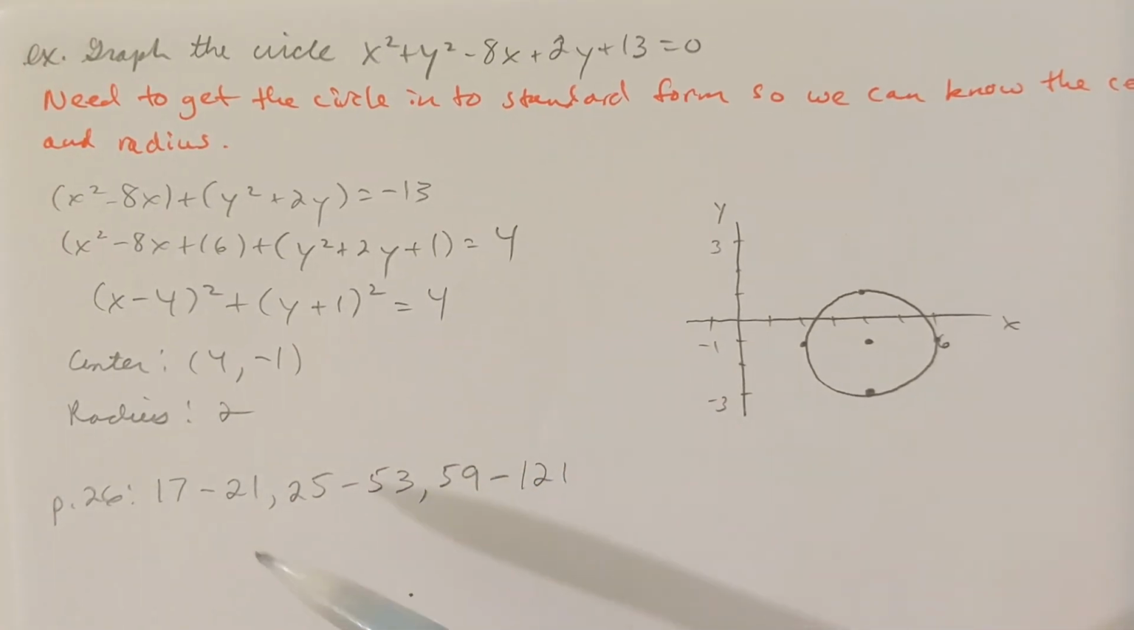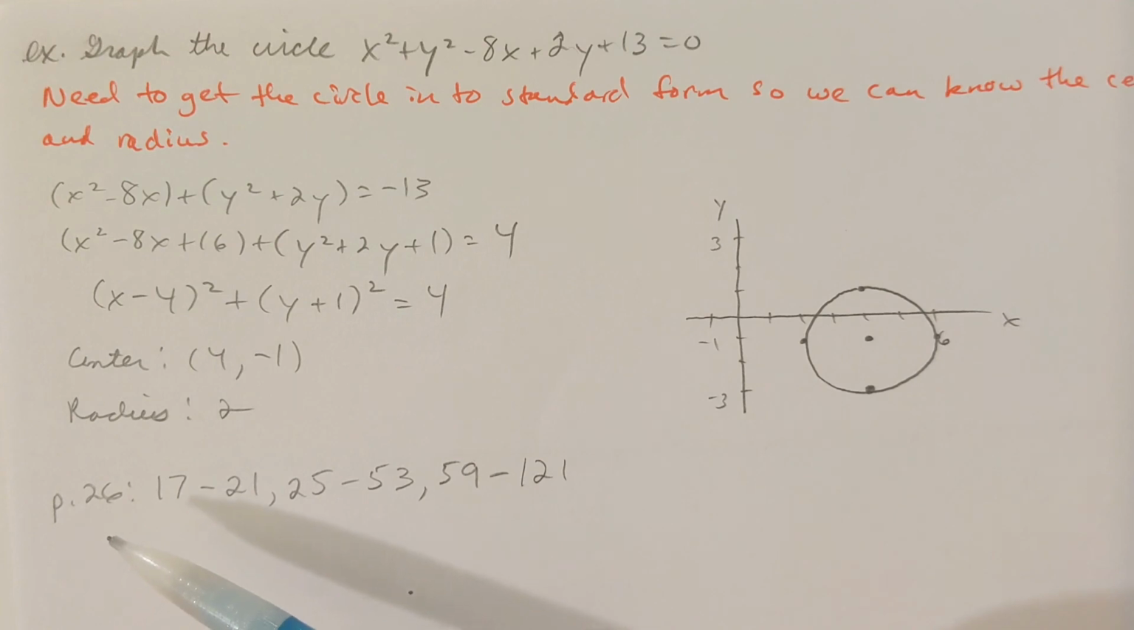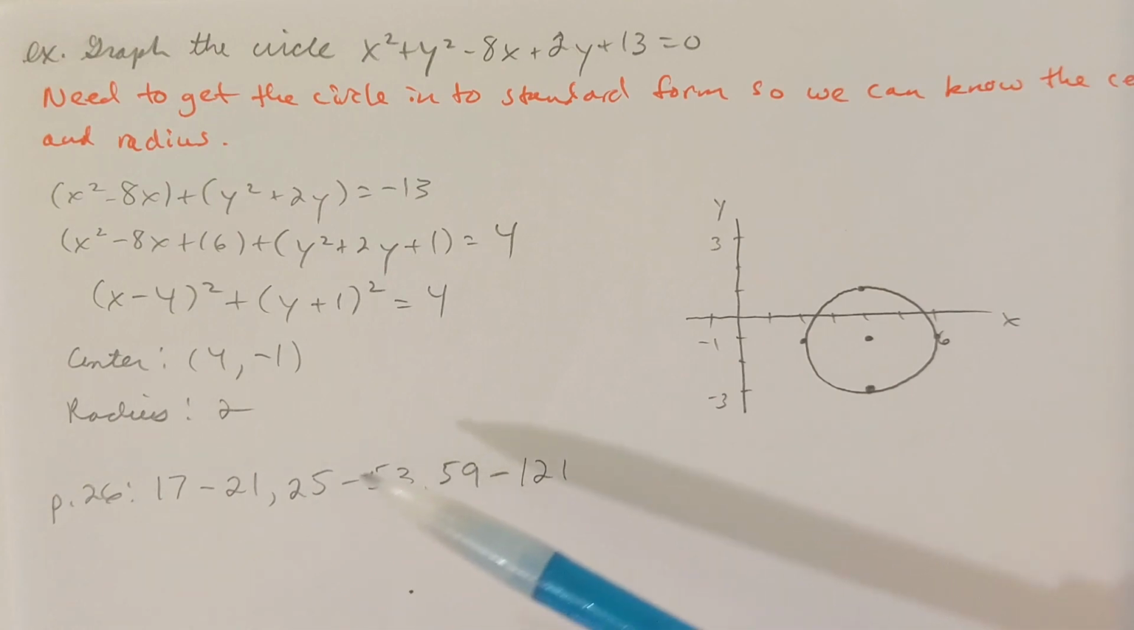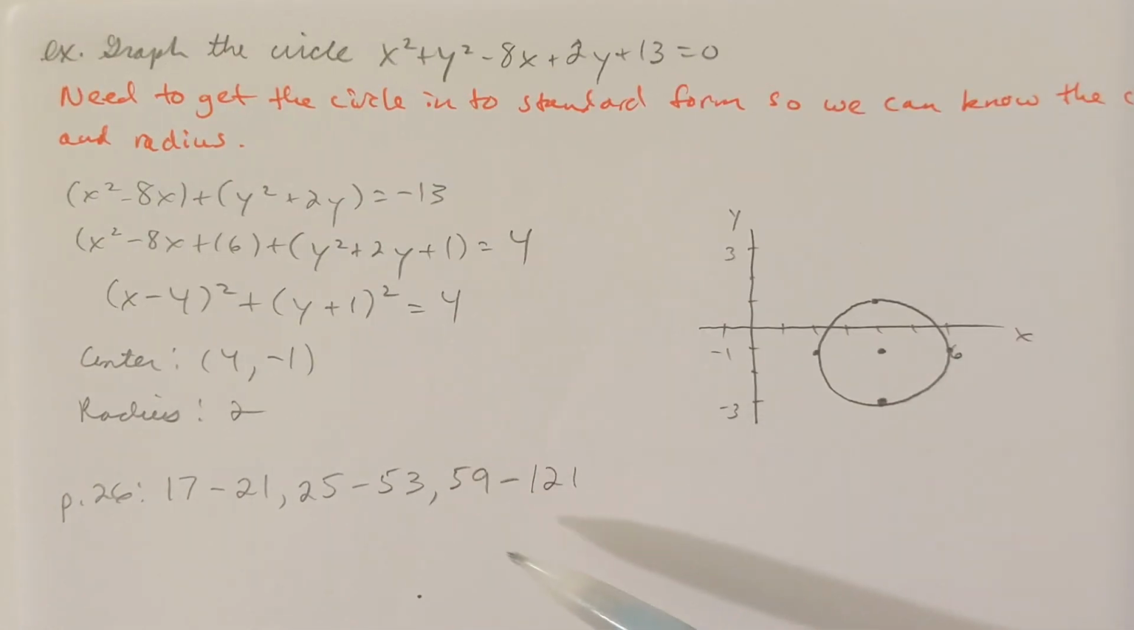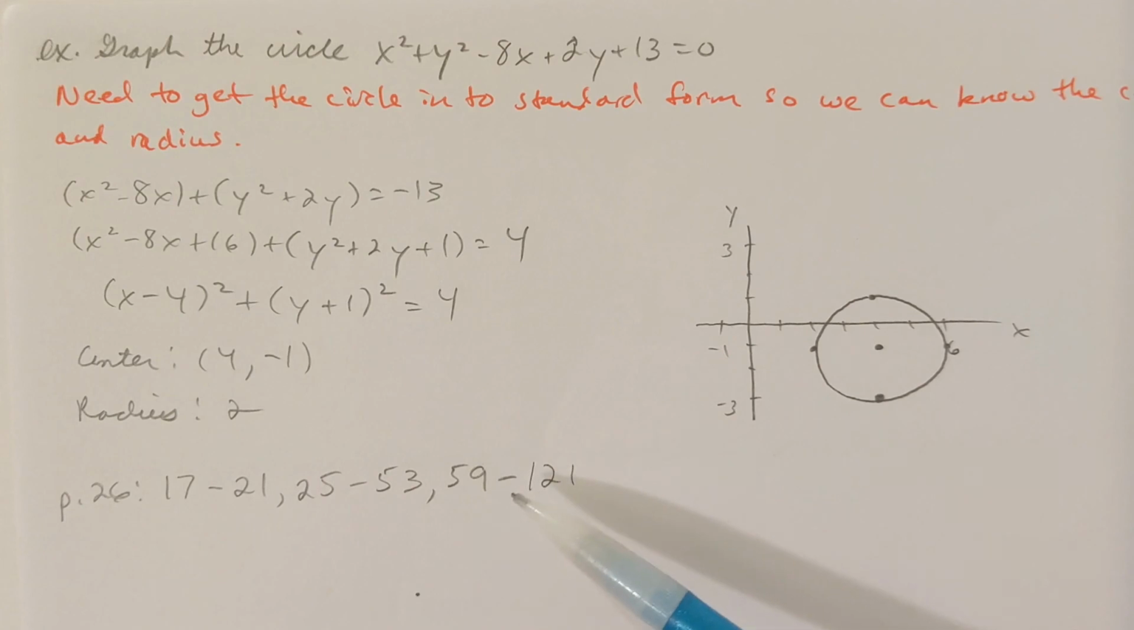Okay, so the homework is on page 26. Here are the problems that I'd like you to do. Assume that you're only doing the odd-numbered problems. Okay, only do the odd-numbered ones listed here, and that should be enough.